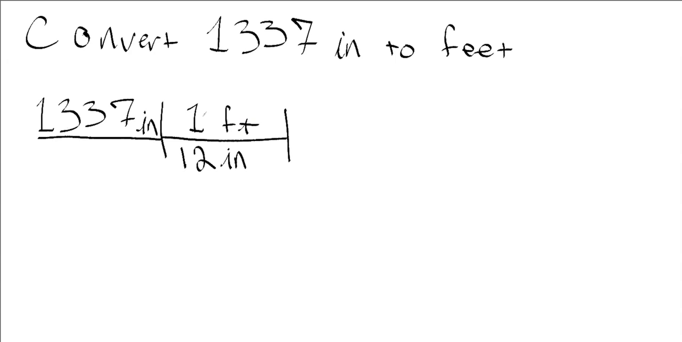So remember to multiply across the top and divide across the bottom. We can cancel units, so inches, because one's on top, one is on the bottom, they will cancel out. If we multiply across the top, we end up still with 1,337, because that times 1 is itself. Then divide that by 12. If you do that, you will end up with 111.42 feet.